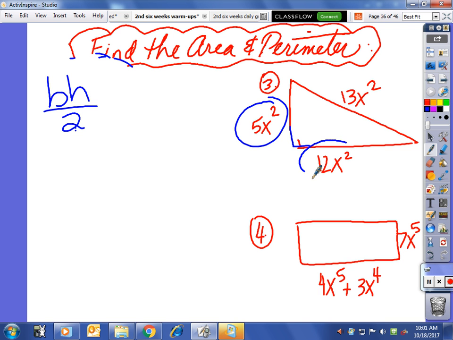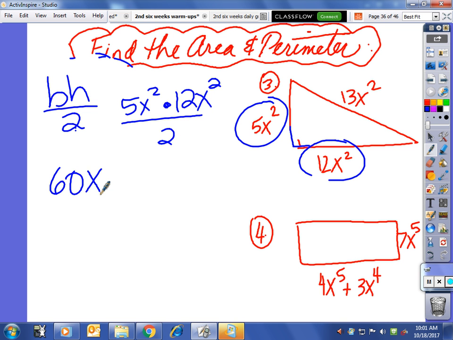Right. Yeah, those two sides. The other side I need for perimeter, but not for area. Okay, so I'm going to do 5x squared times 12x squared, and I have to divide by 2 at the end. What's 5x squared times 12x squared?